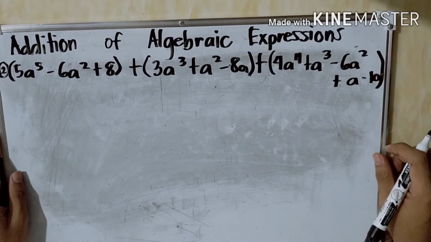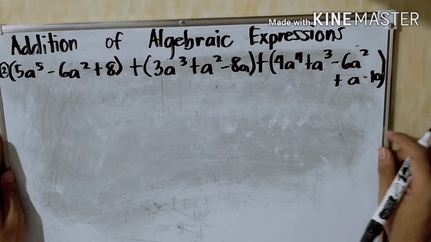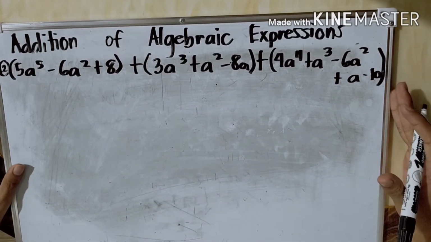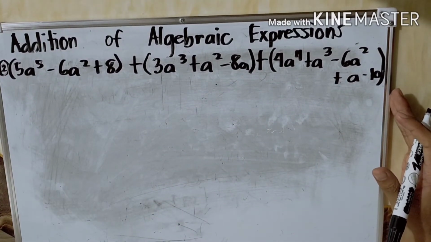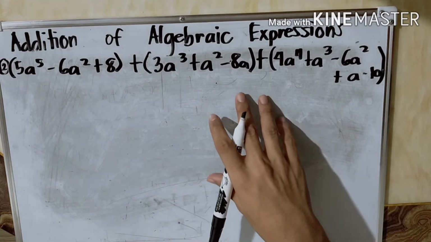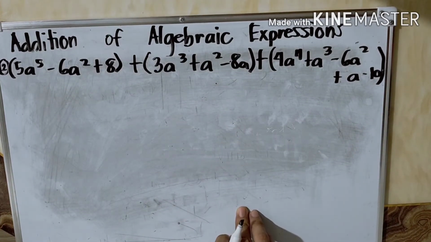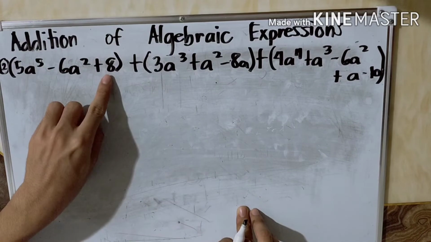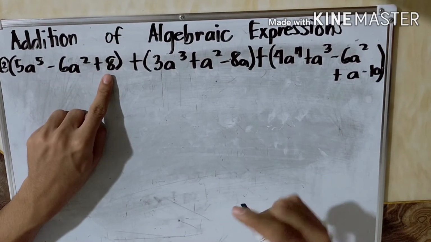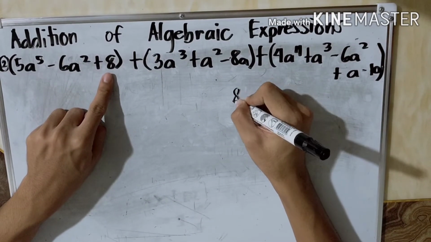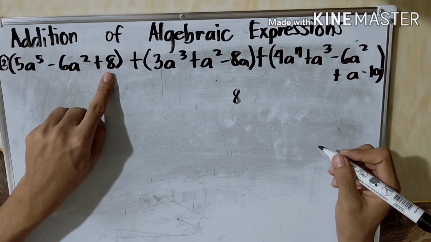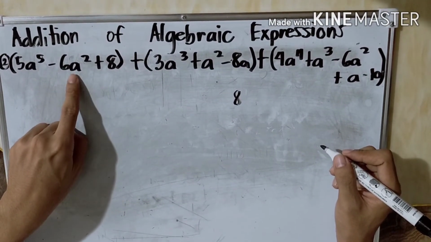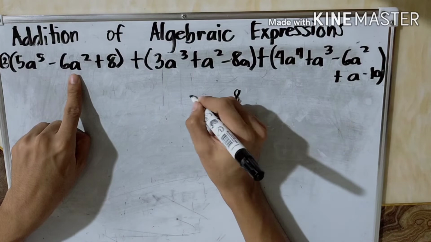Okay, so all you have to do first is to arrange the given expression. Since madami sila, ang gamitin natin is yung vertical method. And doon tayo mag-umpisa sa ating constant. Okay, ano yung constant dito sa ating first expression? 8. Next. After ng 8, i-arrange natin siya, that is 6a squared.